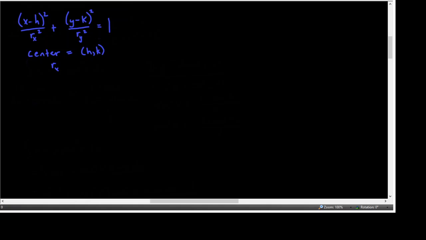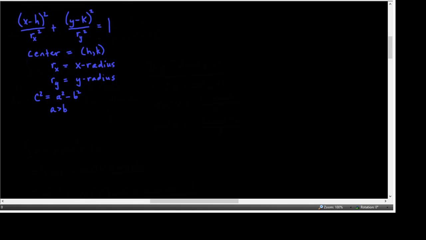R sub x is the x radius. That is how far we're moving in the x direction from the center, both left and right. And R sub y is the y radius. Again, how far you're moving up and down from the center. And the focal length c is the square root of a squared minus b squared, where a is the longer of the two.